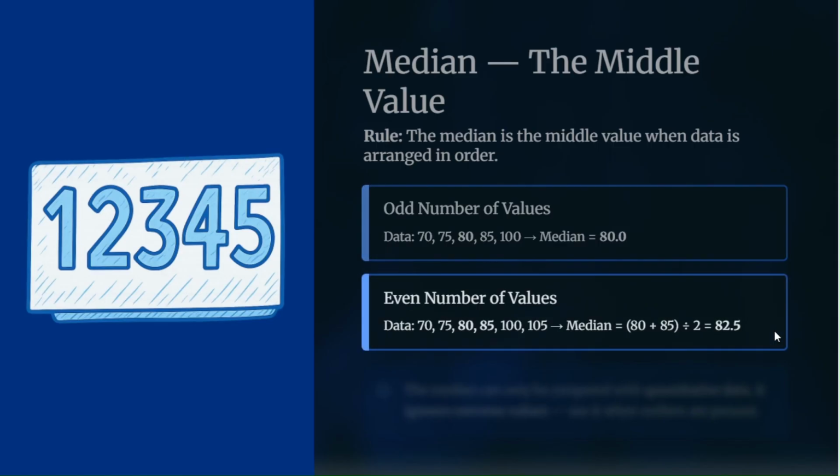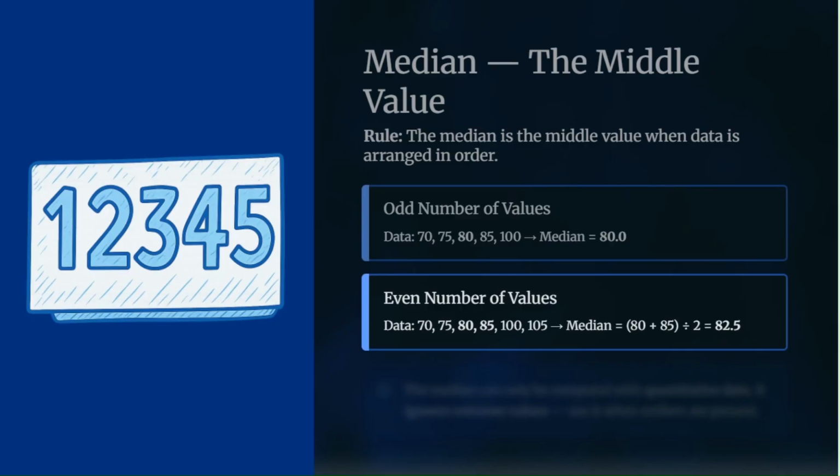But if we have an even number of values, let's say we had 70, 75, 80, 85, 100, and 105, in this case we have 6 values. So the median will be the mean of the 2 middle values. So in this case, my 2 middle values are 80 and 85. Therefore, the median will be 80 plus 85 divided by 2, which is 82.5.